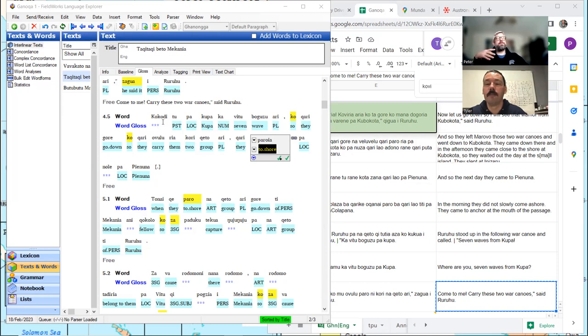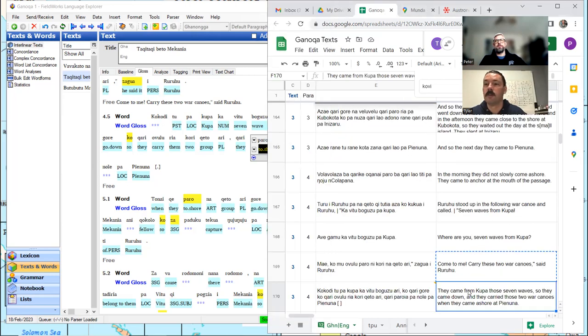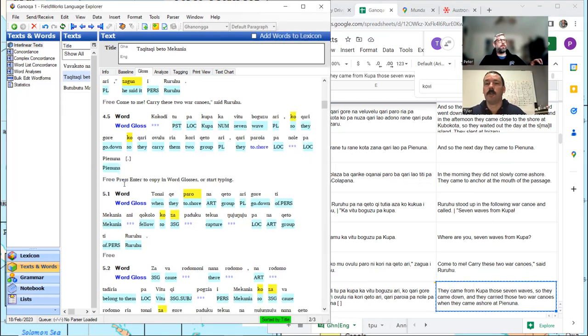They called the seven waves and they went down, the two groups. Called the upon. The groups carried themselves down. They went to shore at Nole at Pienuna. So Nole might be like beach or something. Sure. Came ashore at Pienuna. They came ashore. So that is the actual shore. We are so good.